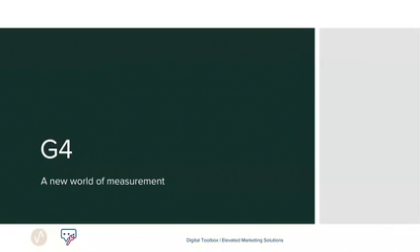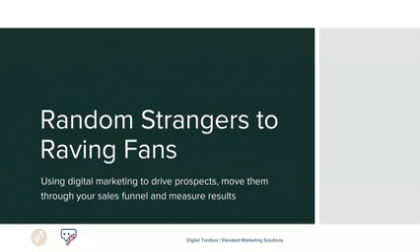So, as you've been following along, this is part of the series Random Strangers to Raving Fans. And we've been talking all along about how to use digital marketing to drive prospects and move them through your sales funnel. And this last part will be how to measure the results. So you're not going to get it right the first time that you go out there and develop a plan, and it may or may not work. And so what we're going to talk about today is how to measure that and see what the differences are.